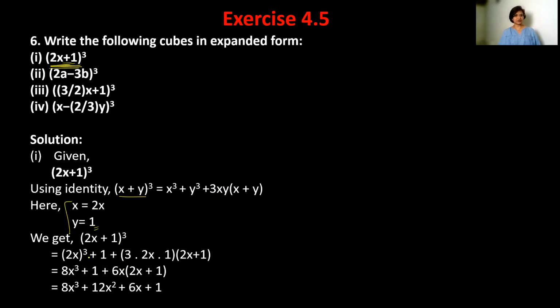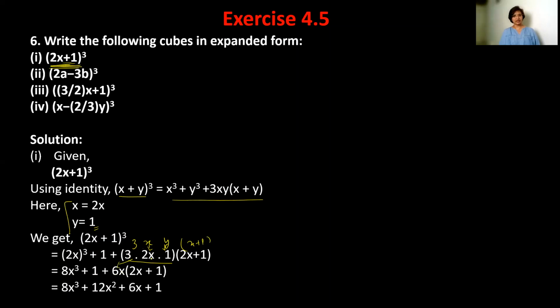After putting it in this identity, what do we get? We get 2x whole cube plus 1 plus 3xy into x plus y. So the value of x is 2x, the value of y is 1, into x plus y. That is the expression. So here 2x plus 1. Now we will multiply this thing.